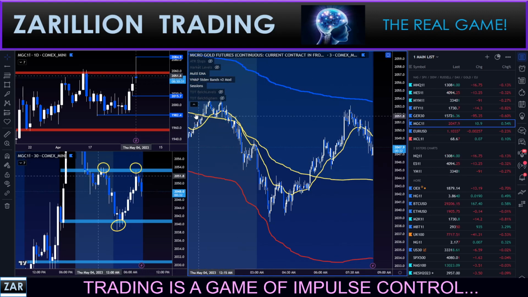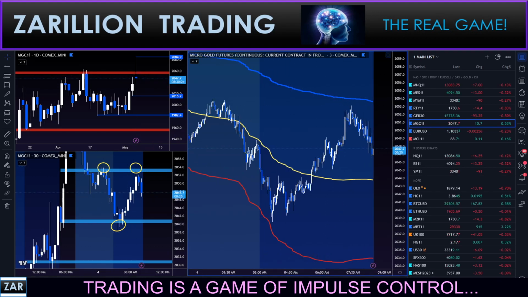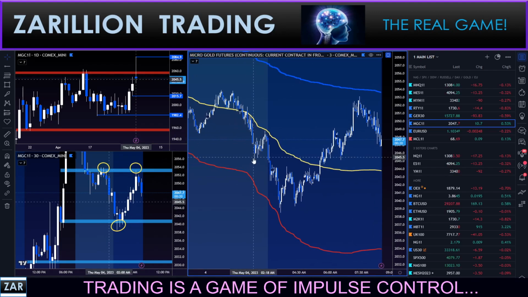There's the VWAP there. You know what? I'm going to leave it on here for now because it is helping us a little bit. As you can see, we've essentially tapped into VWAP here just a little bit earlier at the top of that move. So there's a confluence of factors.